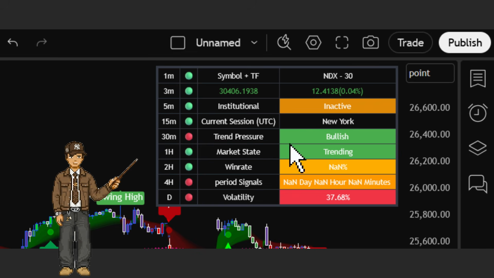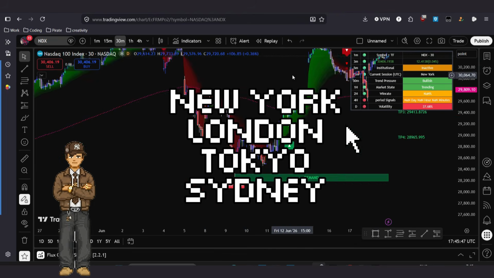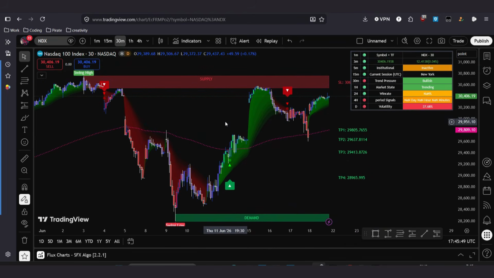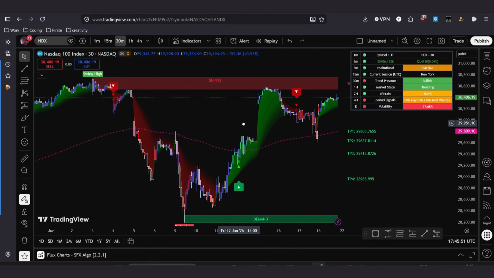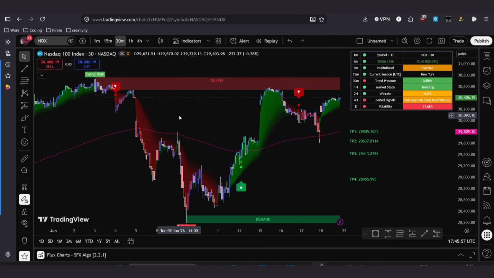There are also session overlays. New York, London, Tokyo, Sydney, with ranges and optional VWAP/mean lines. That's useful because different sessions behave differently. Some assets trend clean during certain sessions and chop during others. If you ignore sessions completely, you'll eventually ask, why does my strategy work sometimes and then randomly become trash? And the answer is often volatility regime changes with session behavior.